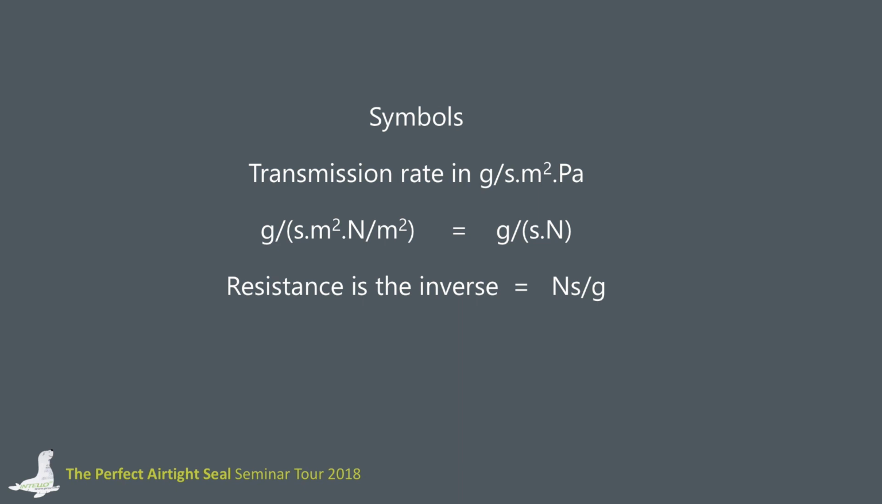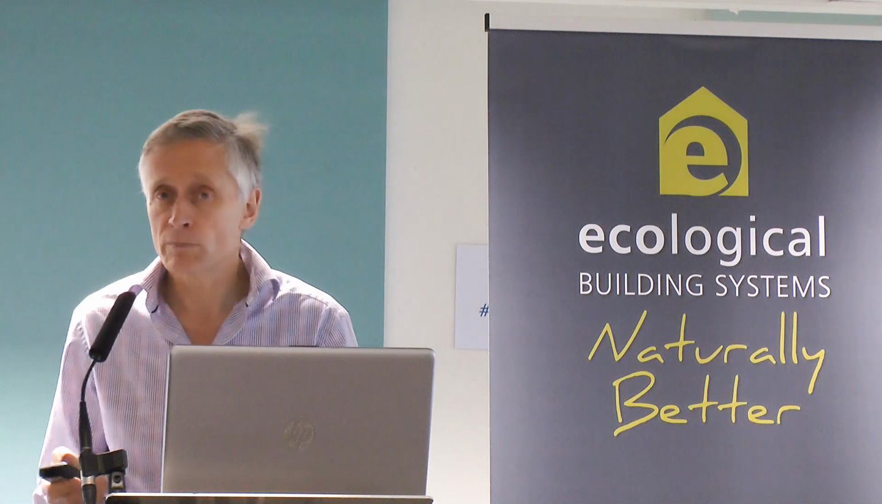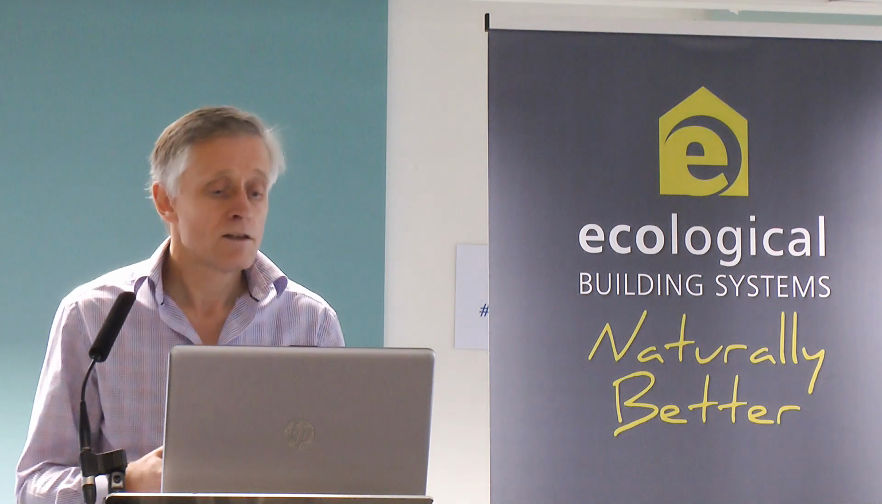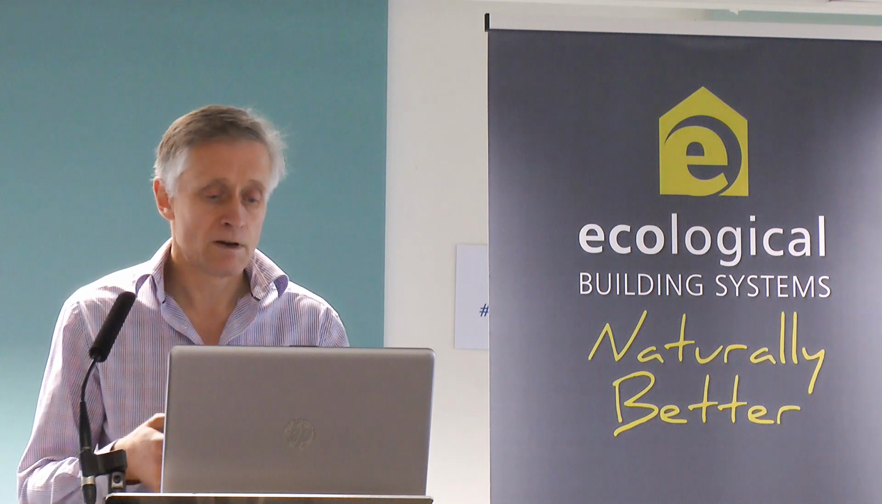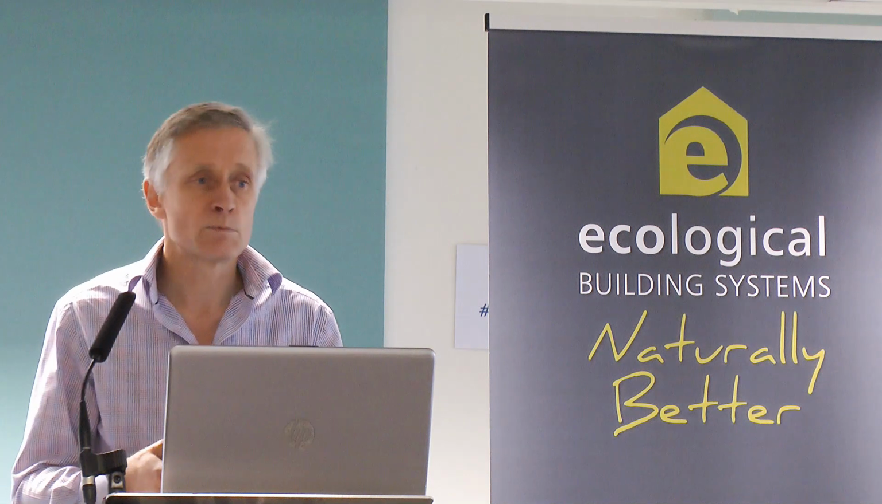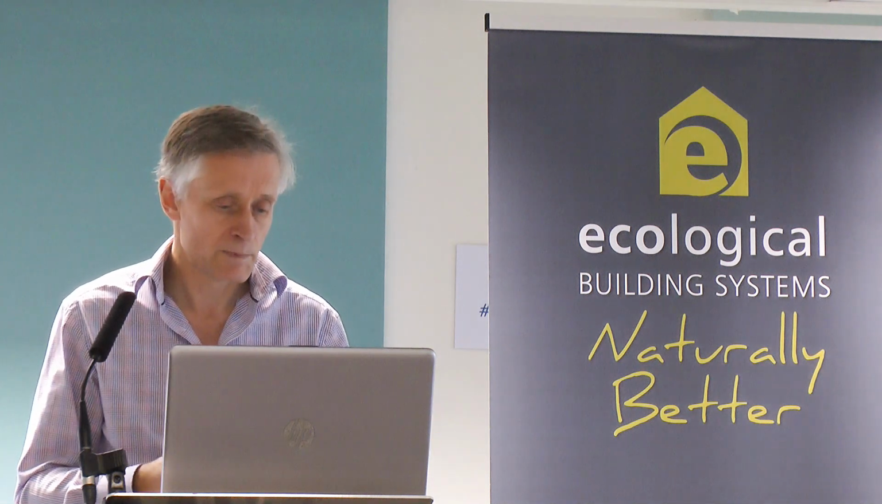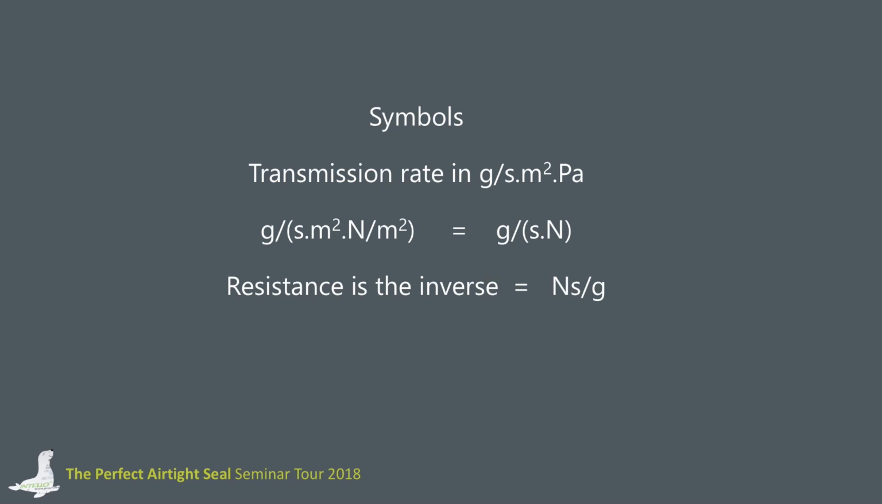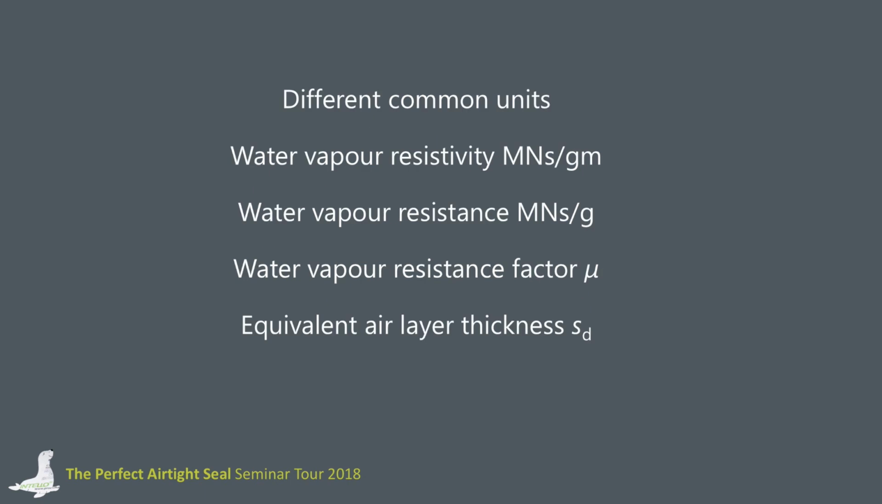You're measuring grams per second per square meter per Pascal. A Pascal is equal to 1 Newton per square meter. It's a pressure. So when you substitute that in, you find the meters squared cancel out, and we're looking at the units that you see in the test reports you get from your insulation specifiers: grams per second per Newton, or the inverse being resistance, Newton seconds per gram. So these are the common units you're going to see in these reports and in specifications. Water vapor resistivity is just the resistance of a unit of 1 meter thickness of material.